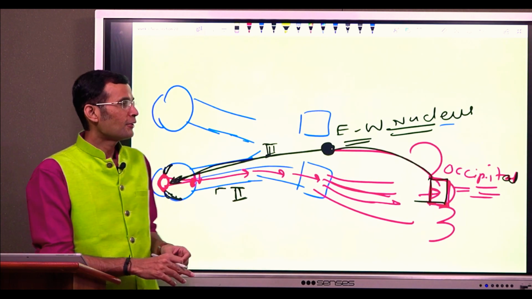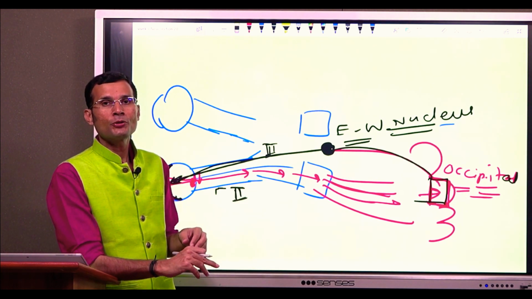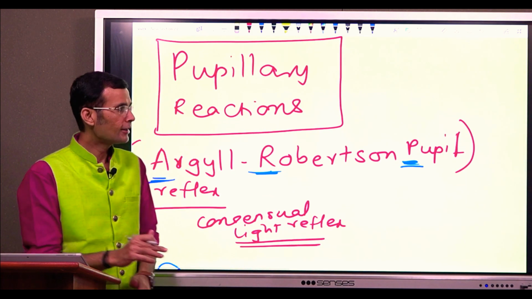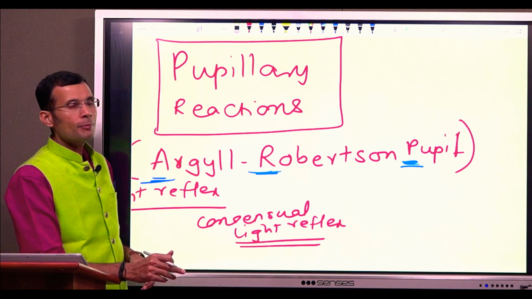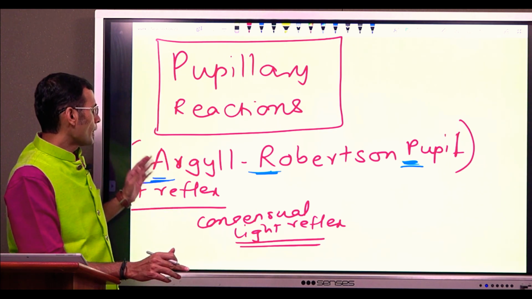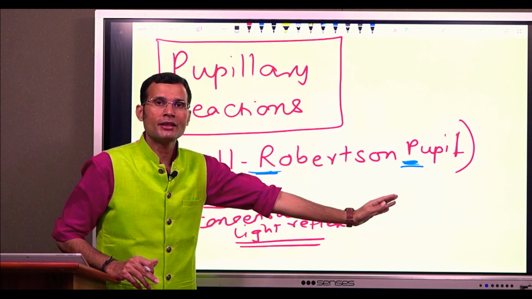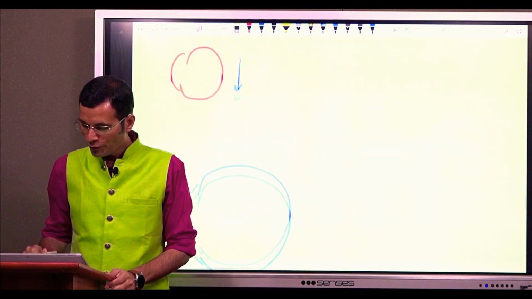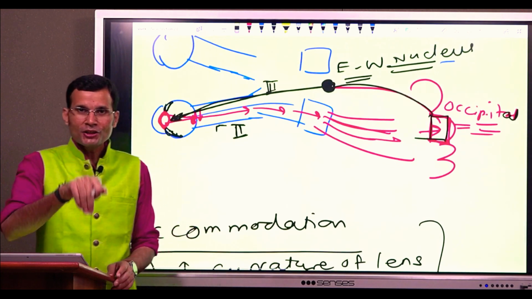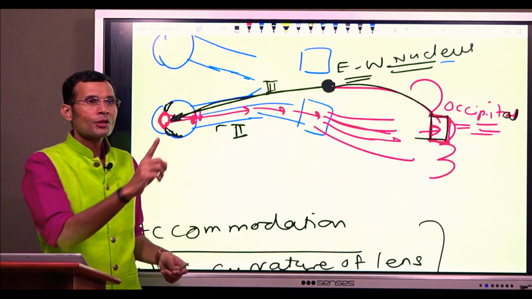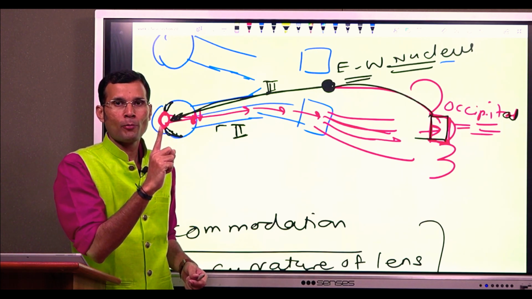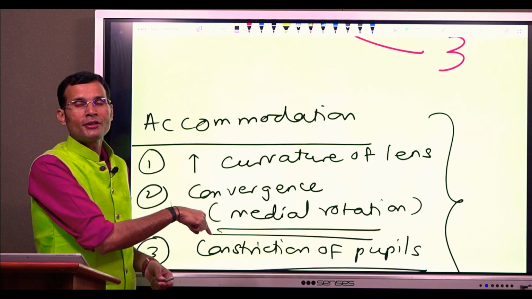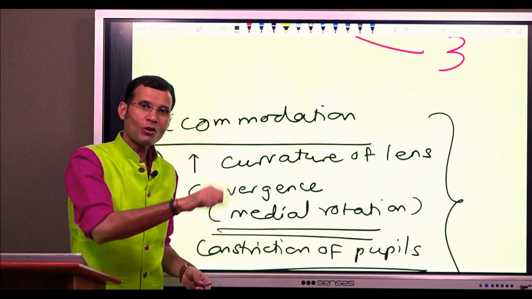Now, having said all this, finally let me tell you about the Argyll Robertson pupil. Remember what we said at the beginning of this discussion. Argyll Robertson pupil is such a pupil in which accommodation reaction is present, but pupillary reflex is absent. What do we mean by that? Accommodation reaction is present means when you want to look at the nearby object, the changes will happen in the eyes. Means what? Pupil will constrict that time.